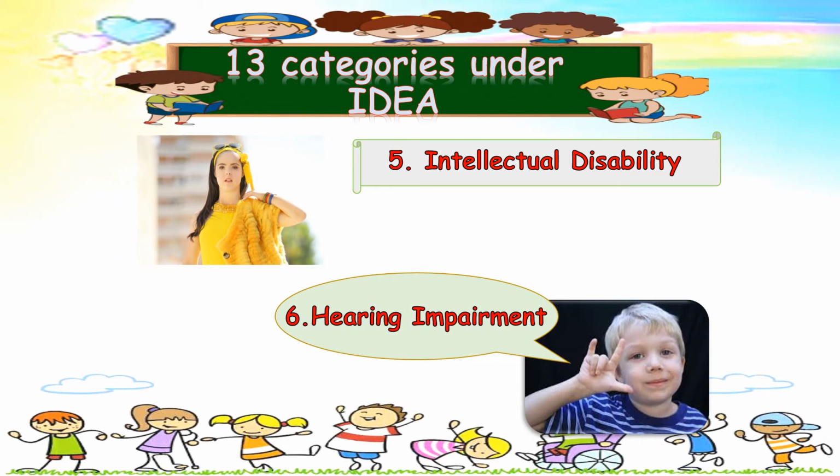Next category is hearing impairment. The term hearing impairment refers to a hearing loss not covered by the definition of deafness. This type of loss can change over time. Being hard of hearing is not the same thing as having trouble with auditory or language processing.